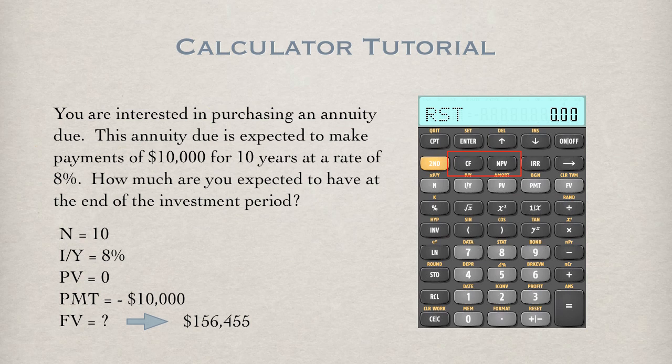And you find that your future value now is $156,455. So we see that our future value for the annuity due is slightly higher than the annuity. And again, that is because we're compounding for an additional year because we're making our payment at the beginning of the year. So that is how you work through annuity problems and how you change the setting on your calculator from the ending period to the beginning period.